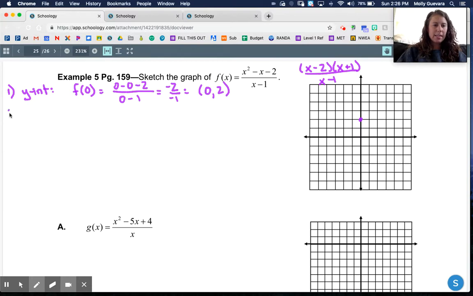Okay, second step is my x-intercepts, which are any zeros of the top that are not zeros of the bottom. So in this case, 2 is a 0 of the top and not of the bottom. So I have an x-intercept at 2, comma 0. But also negative 1 is a 0 of the top and not the bottom. So I actually have 2 x-intercepts here. One at 2, 0, and one at negative 1, 0.